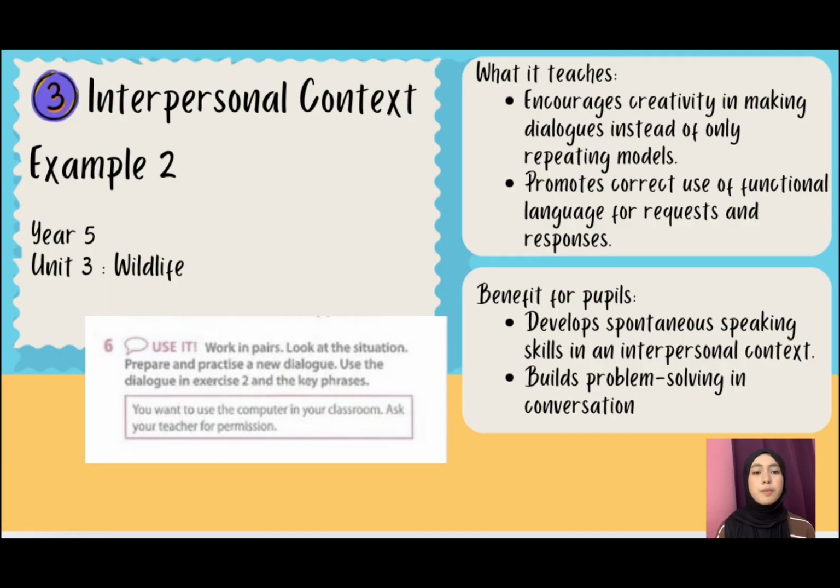And the benefit is that pupils develop spontaneous speaking skills and they also practice problem solving in conversation. If their partner gives an unexpected answer, they must think quickly and respond naturally.